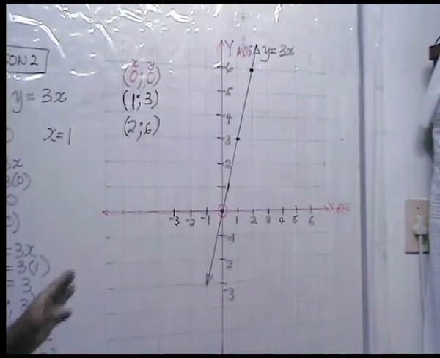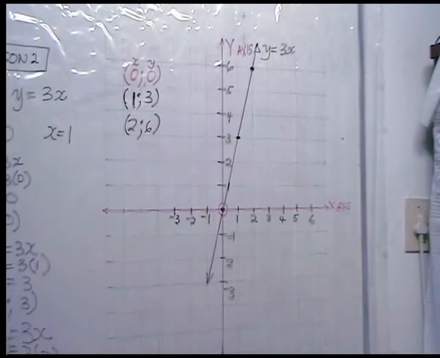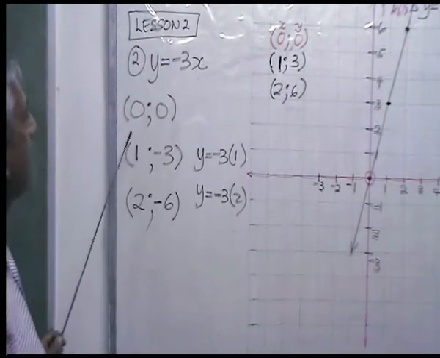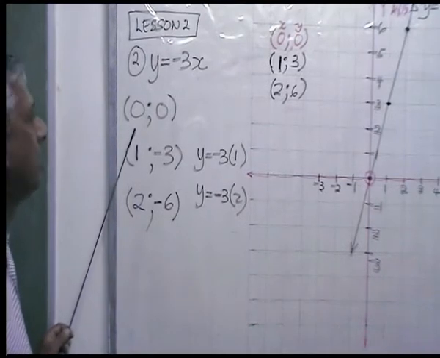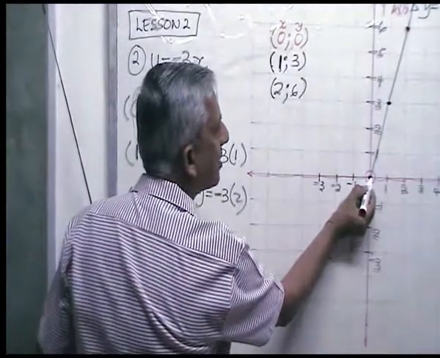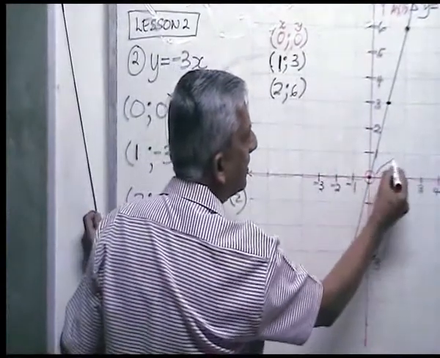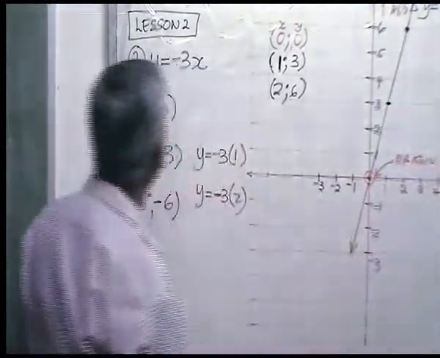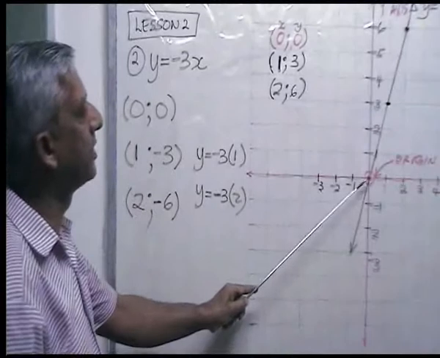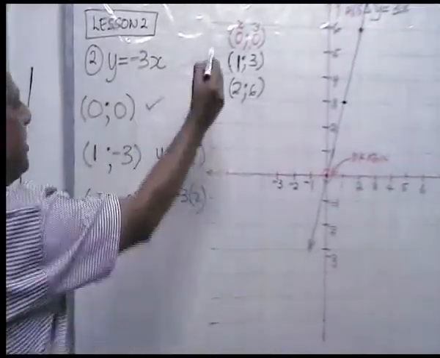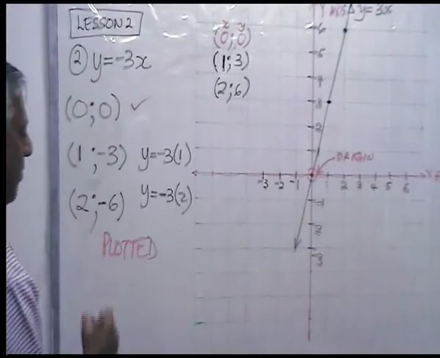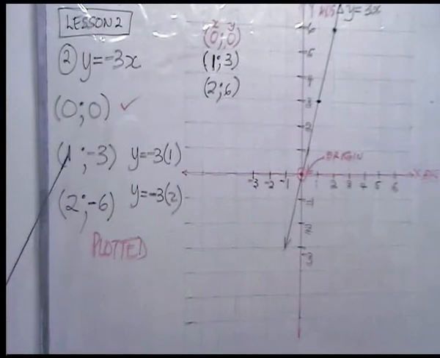All right, I'm going to use the same page now and draw the next graph. All right, so your first ordered pair is 0, 0. Well, by now you know that 0, 0 is right here. And you know this point here is called the origin. O-R-I-G-I-N. So 0, 0 is always at the origin. So there's my first plot. Right, I plotted that. Now, next one is 1, minus 3.